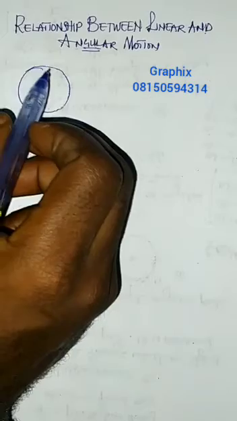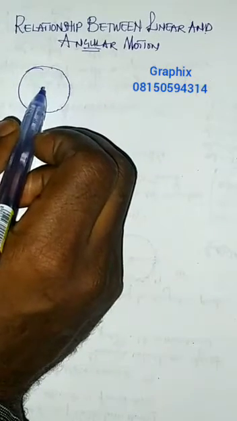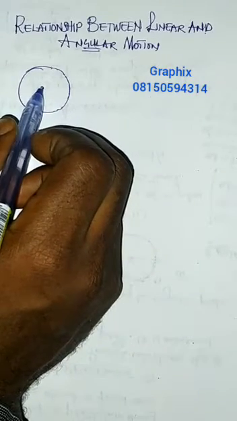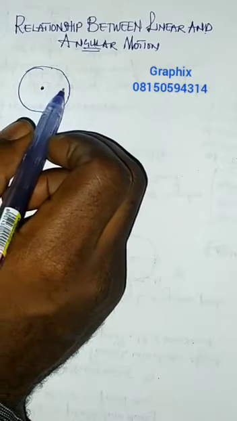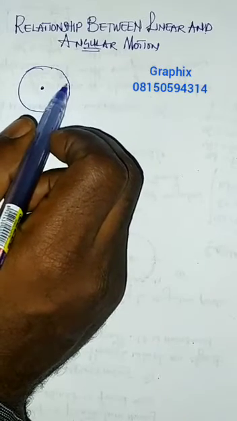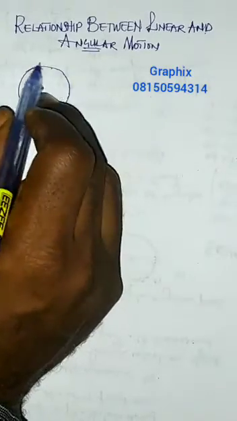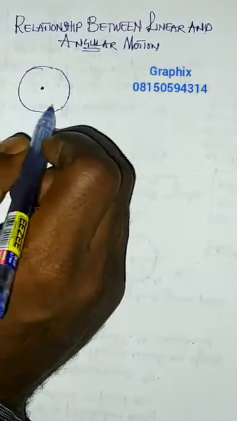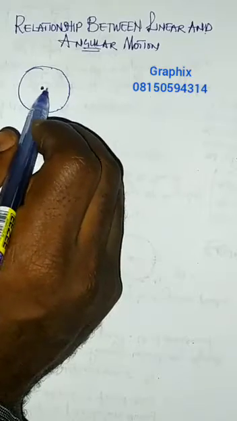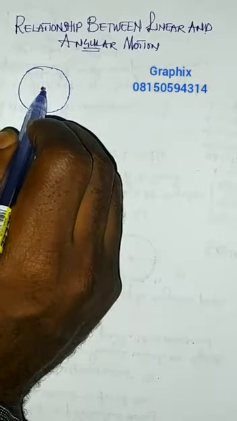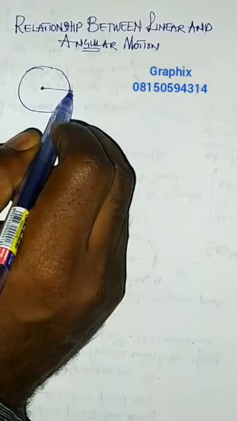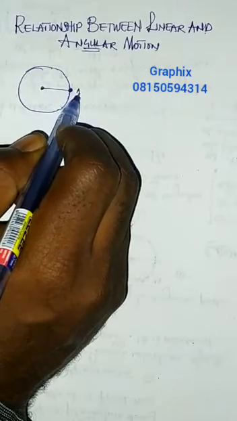Now let's assume we have a boy who attached a string or a wire to a ball. He starts rotating the ball about the fixed point where he is standing. Let's assume from this point to this point here is where the ball is, A.